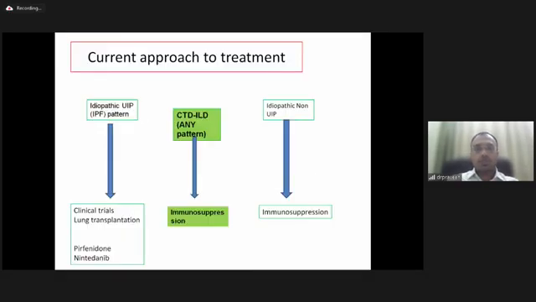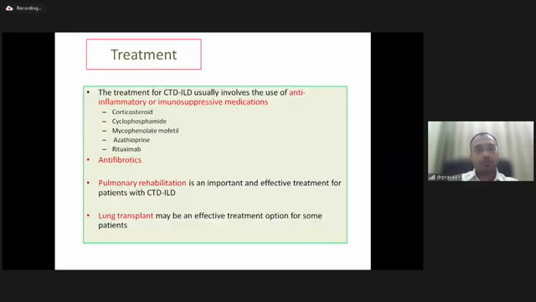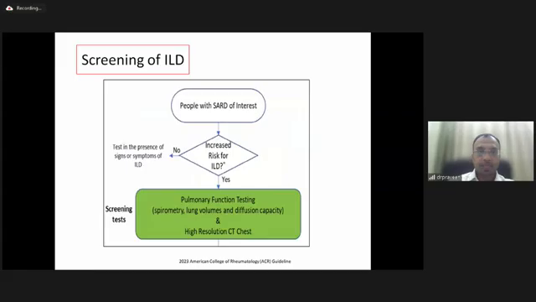So what is the current approach to treatment for a CTD ILD of any pattern? The basic thing is always an inflammatory immunosuppressive medication. We'll see that based on the ACR guidelines later, followed by an anti-fibrotic if required. We'll also see pulmonary rehabilitation and lung transplantation. The ACR guidelines are very clear on how to screen for ILD in patients with connective tissue disease who have an increased risk for ILD.